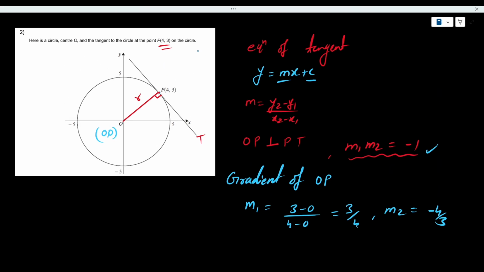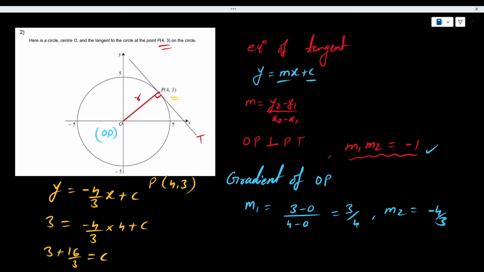Now, how to find out the equation? I am having M2 already. So I can substitute: equation of tangent is going to be y = -4/3 x + c. Now, c, the y-intercept, we don't know, but P is a point on this line. So I can substitute (4, 3) to get the value of c: 3 = -4/3 × 4 + c. So 3 + 16/3 equals c. C will be, if you find the LCM, 9 + 16, which is 25/3.